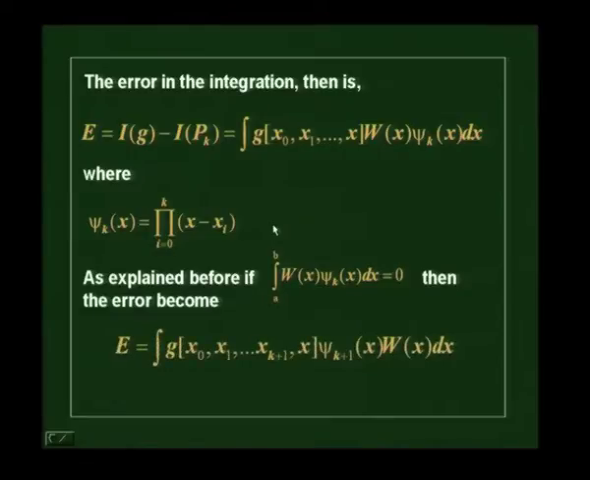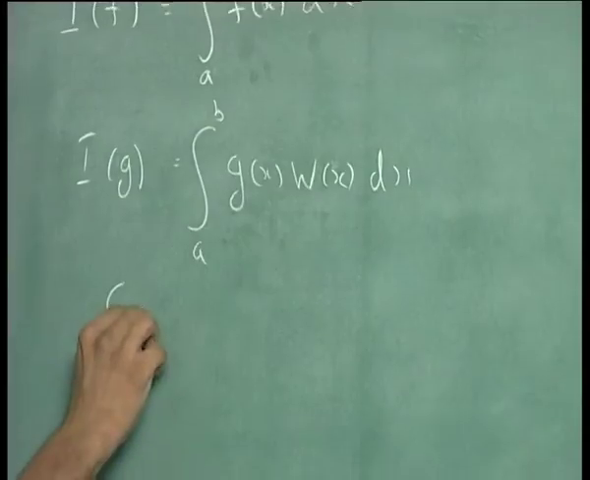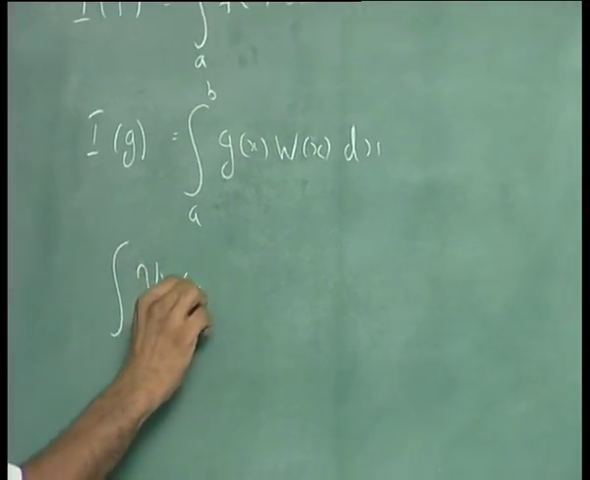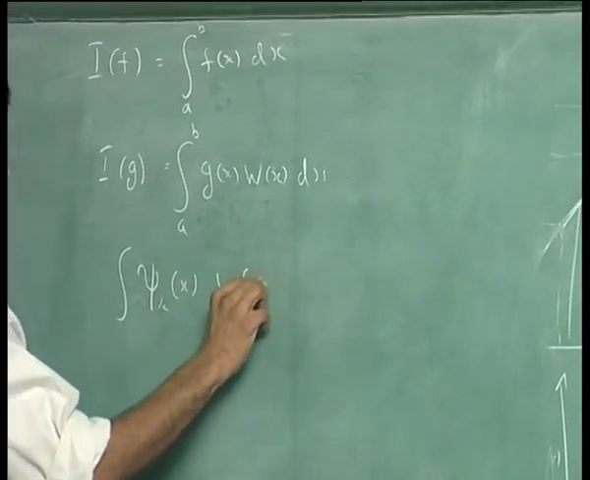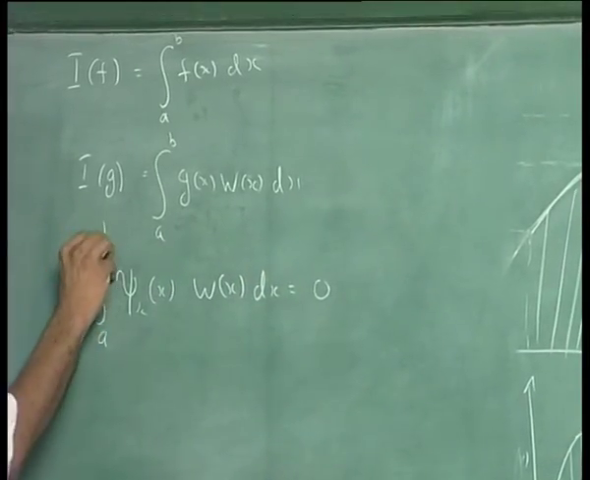So, then if we have now, as we have done before, now we can again argue that if this whole quantity, the integral of this quantity, that is integral w of x psi k of x dx is 0, then I can, as before, write g[x0, x1, ..., xk, x] as two terms, that is g[x0, x1, ..., xk] plus g[x0, ..., xk, x1, ..., xk+1, x] into (x_{k+1} minus x_k), that is, if the integral of psi k of x into w of x dx is 0 between the limits a and b.